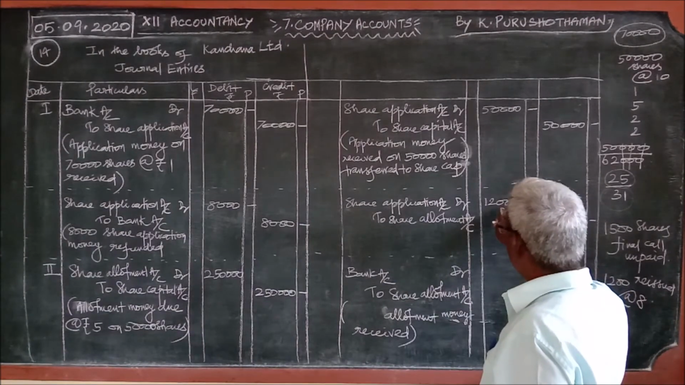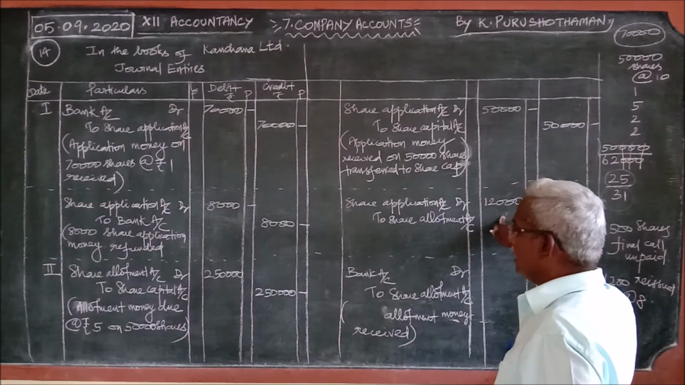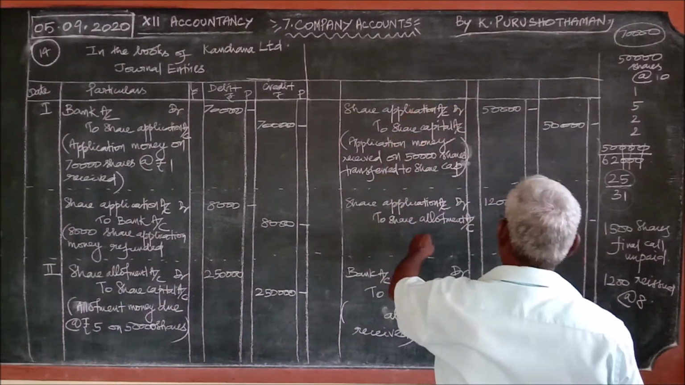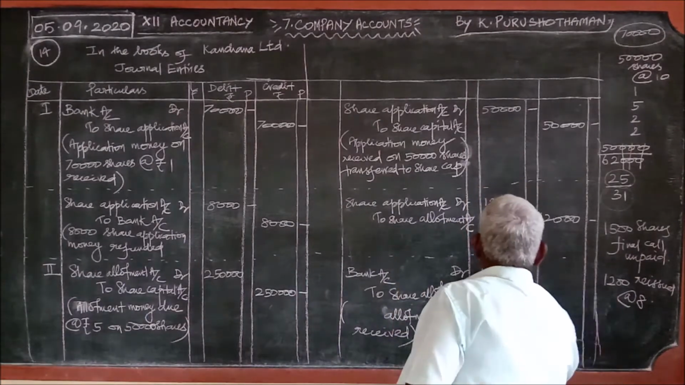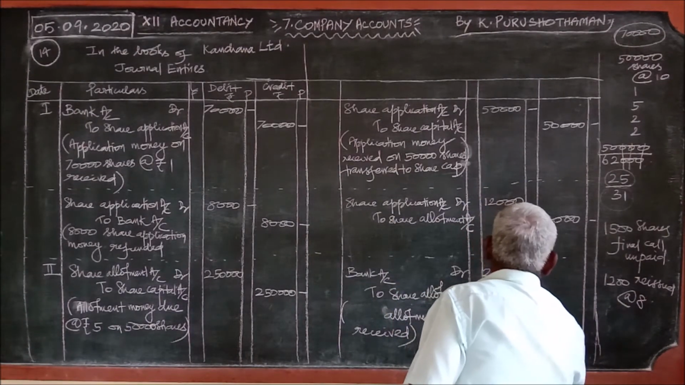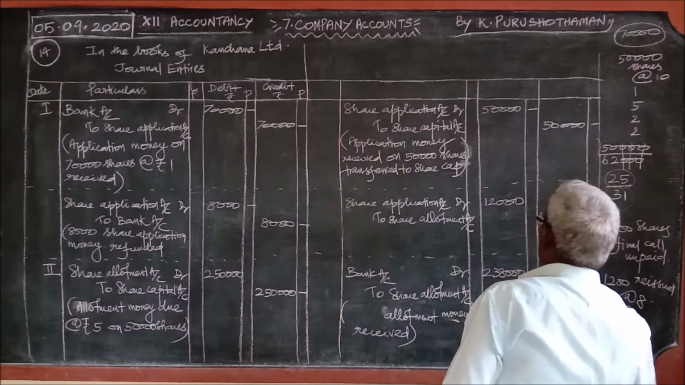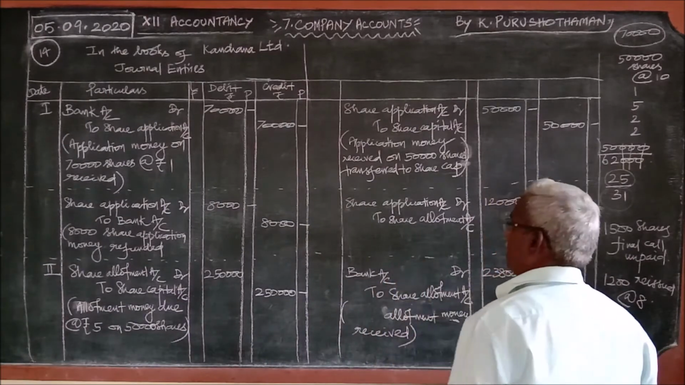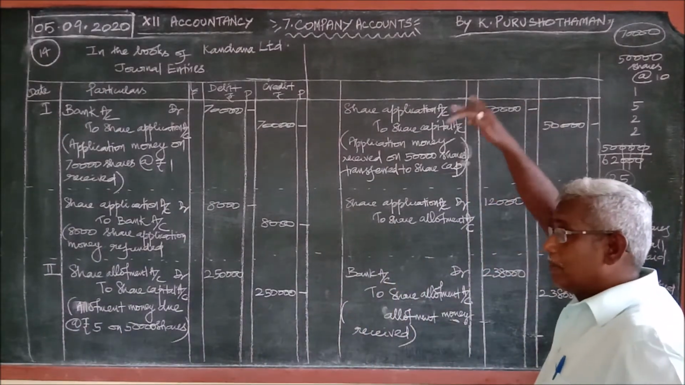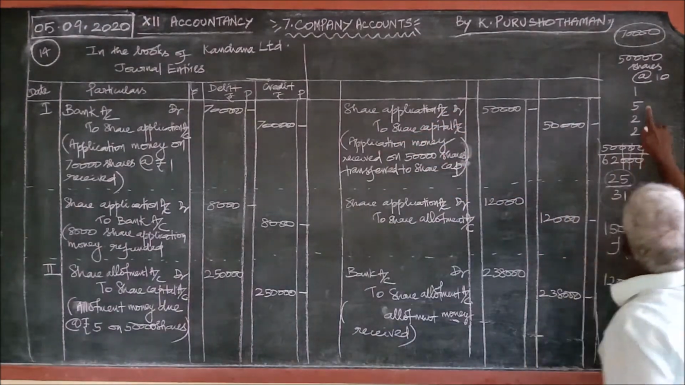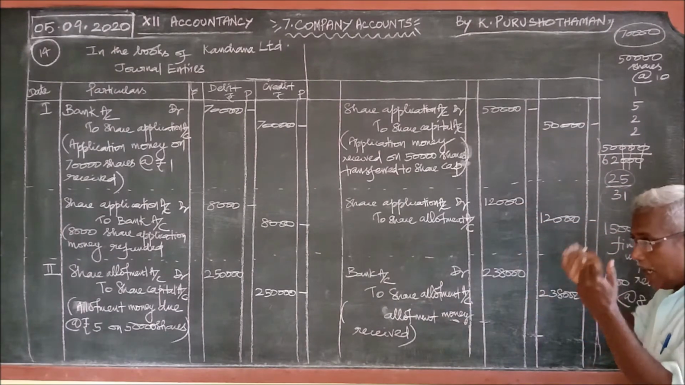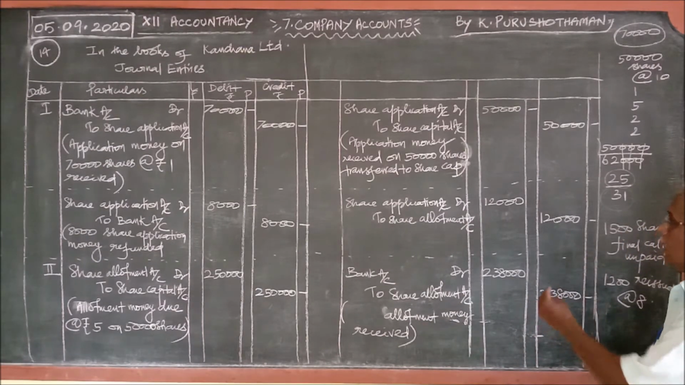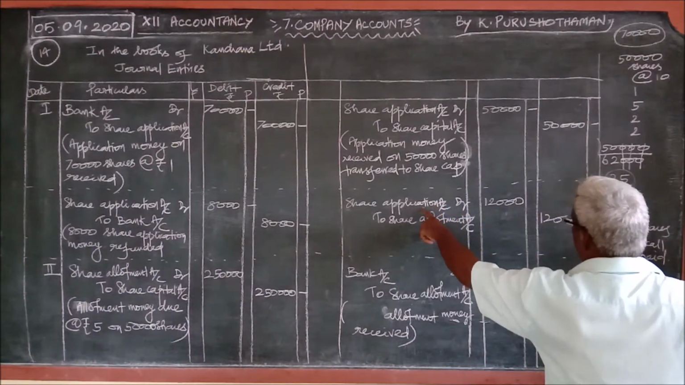Only after minusing this amount, excluding this amount, the shareholders will pay the 2,50,000. 12,000 rupees is already adjusted from application money. Therefore, how much will the bank receive? Only 2,38,000 rupees. Actually, the bank should have received 2,50,000 rupees from the shareholders. But the shareholders' application money for 12,000 shares, 12,000 into 1, is with the company. That amount should be adjusted at the next stage, that is the allotment stage. Therefore, 12,000 rupees is adjusted from application to allotment.